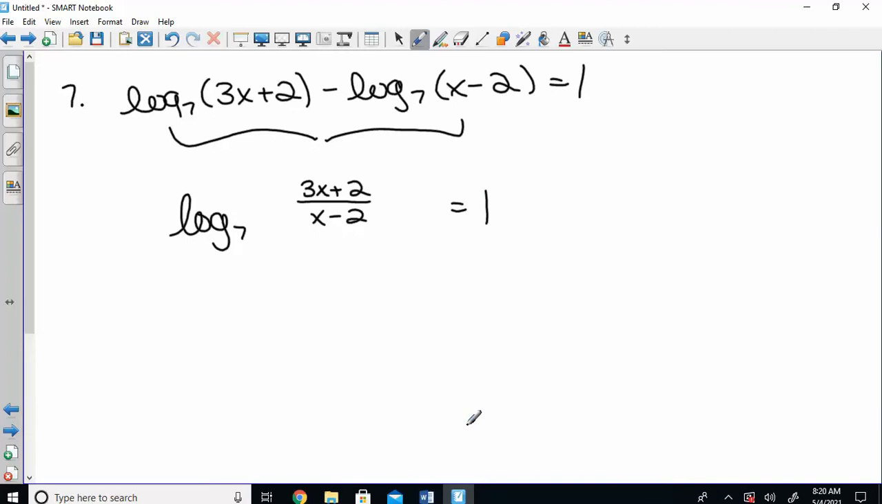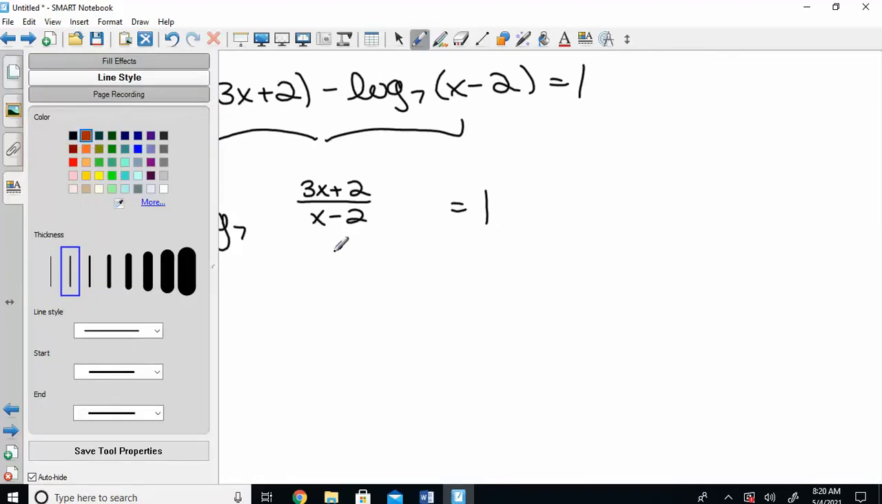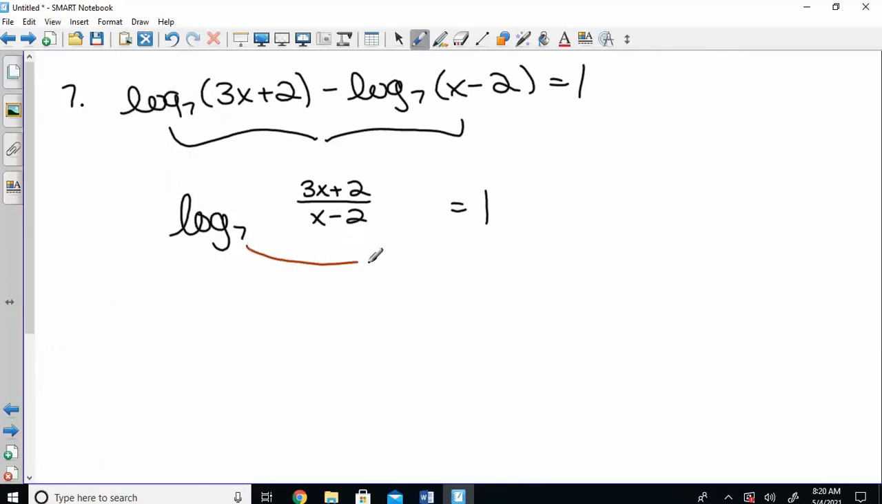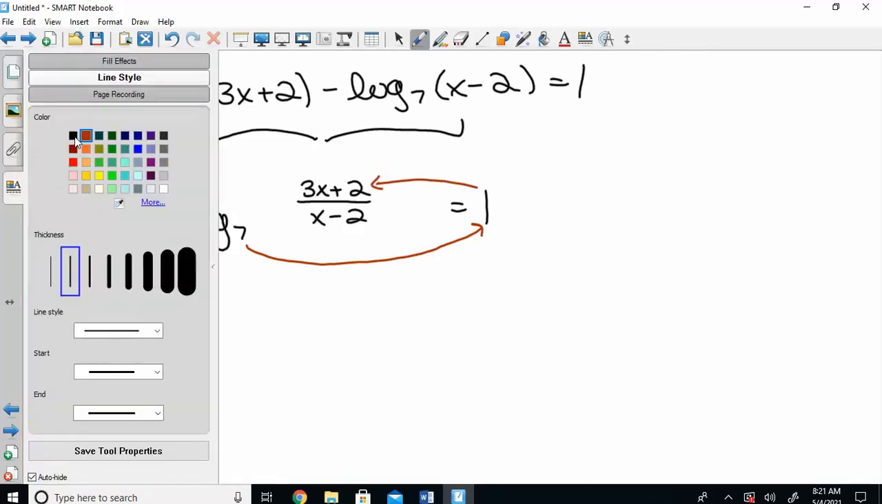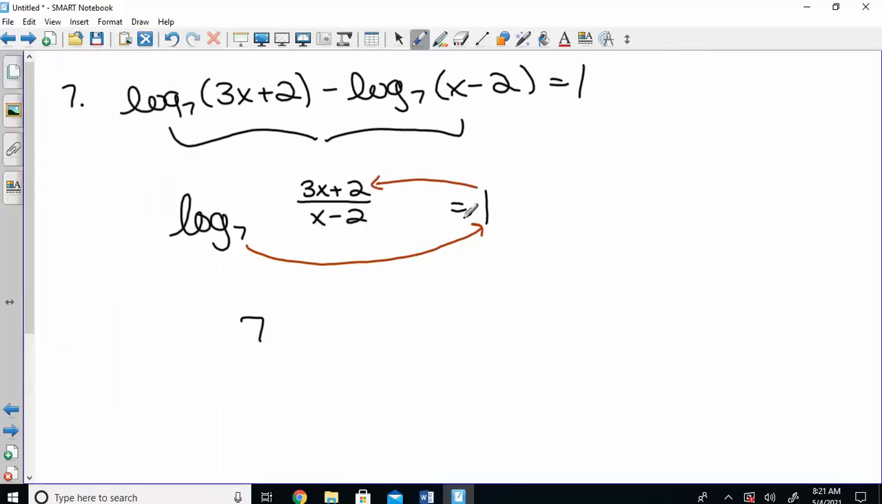So really, that's what you have to remember about these logs. If the logs are subtracted, you divide when you put them together. If the logs are added, we multiply. If there is a log on one side, then we use the definition, like you did on problem 5, to change it to an exponential. So what this means is 7 to the first power equals (3x plus 2) over (x minus 2).